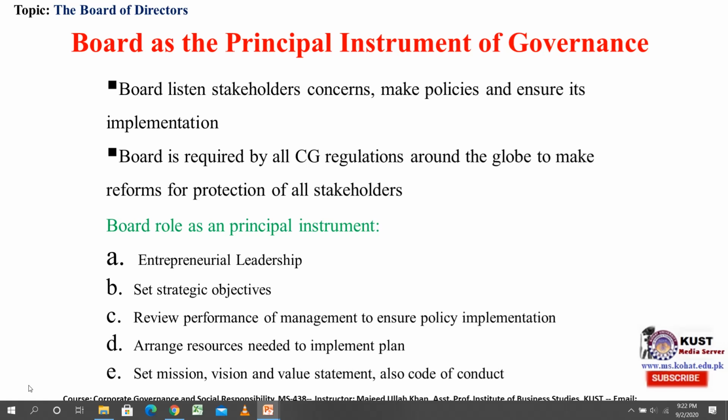The board of directors always sets the mission for the company, the vision and value statement, and also drafts a code of conduct in order to ensure that the business will remain ethical in conducting its business activities.